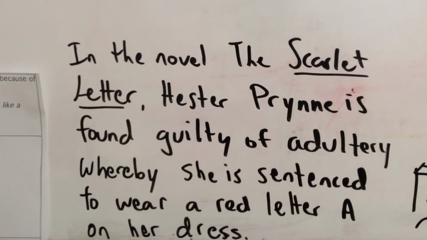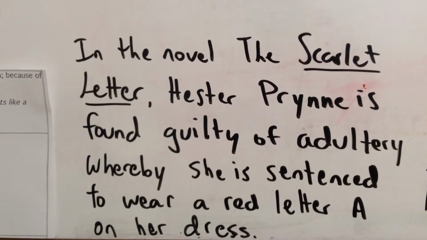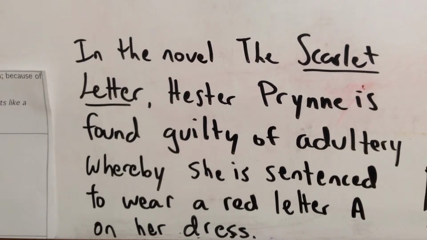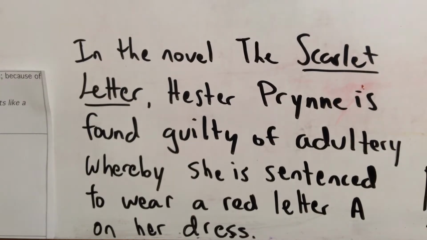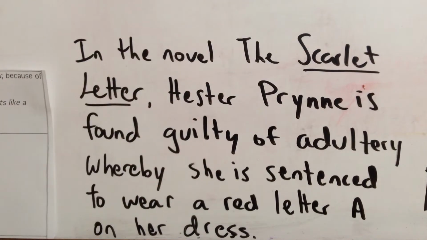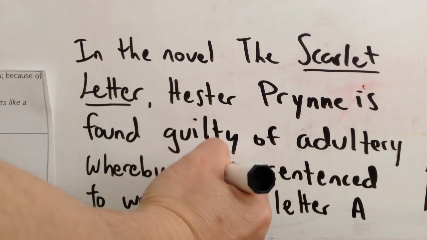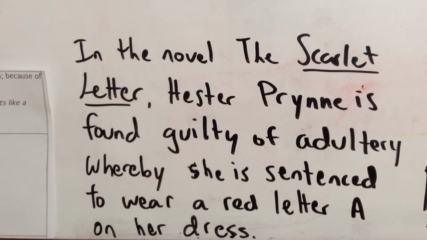In the novel The Scarlet Letter, Hester Prynne is found guilty of adultery, whereby she is sentenced to wear a red letter A on her dress. Make sure that S is small. There we go. The Scarlet Letter is a famous American novel written in 1850 by Nathaniel Hawthorne.